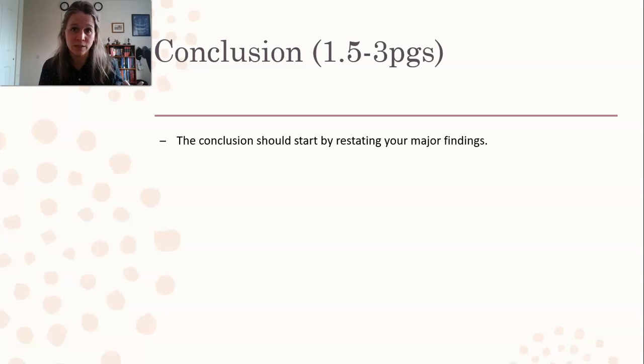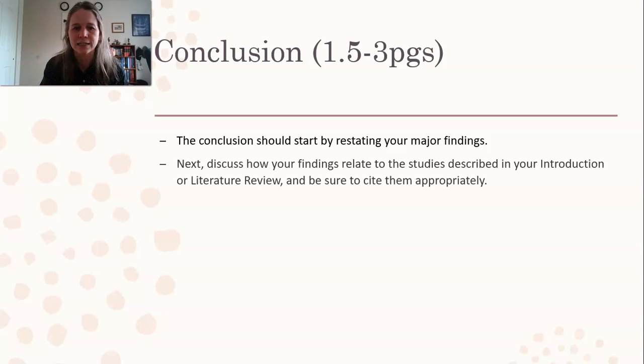You'll notice that the authors of the articles that we read have done this. We need to remind people of what we found. And then your conclusion has 4 major paragraphs or ideas. It doesn't have to be limited to 4 paragraphs, but kind of like 4 things that it does. First, you want to talk about how your findings relate to the studies described in your introduction or literature review, and cite them appropriately.